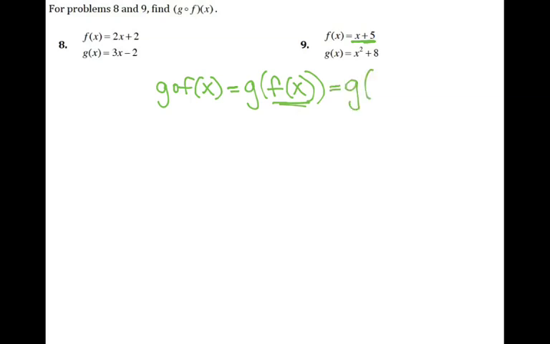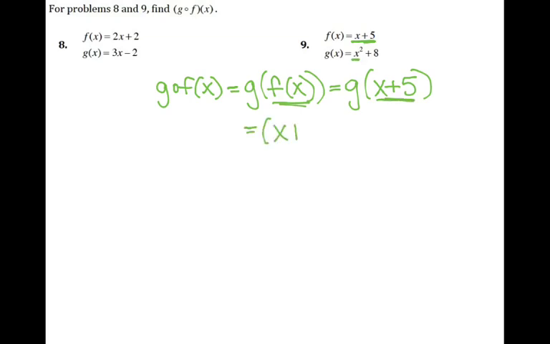For 8 and 9, you are finding the composition. So I'm going to go ahead and do number 9 since it's the more complicated of the 2. So I want to do g of f of x. Another way to write that is g of f of x. So that means I'm taking my f function and plugging it into my g function. So it looks like this, g of x plus 5. So this x plus 5 is going to go in for this x in my g function.